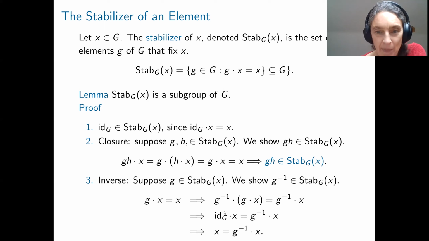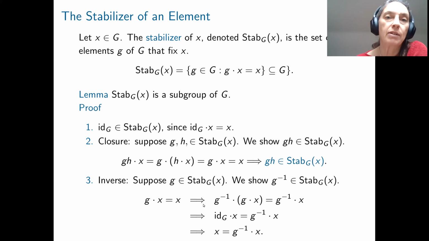Going through the steps here. G inverse applied to G dot X. We know that the G inverse and G can be composed here. This is the identity of G applied to X, equal to G inverse applied to X. We also know that the identity element of G stabilizes X. That's in the definition of a group action. So this is just saying X is equal to G inverse dot X, which is exactly what it means to say that G inverse is in the stabilizer of X.